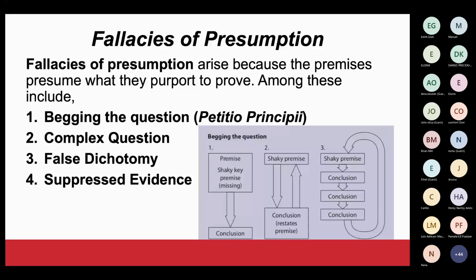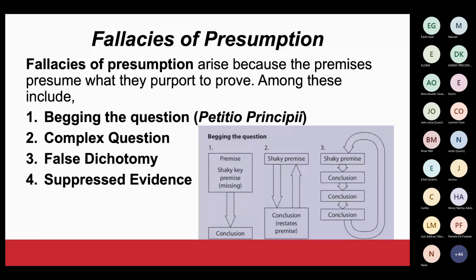When we talk about fallacies of presumption, what are they? Fallacies of presumption actually arise because the premises presume what they purport to prove. Okay, the premises presume. It's an assumption. I assume that this should be it.